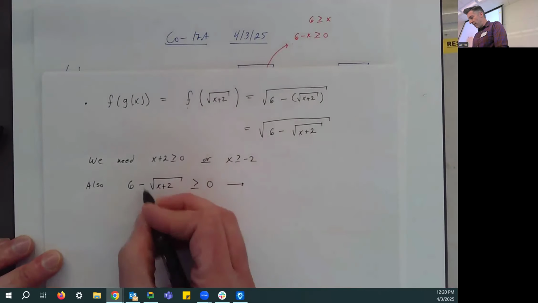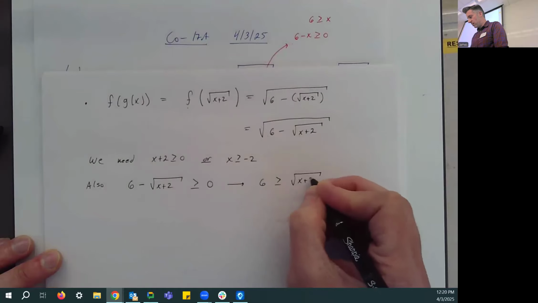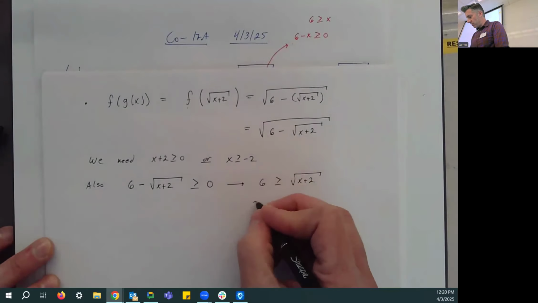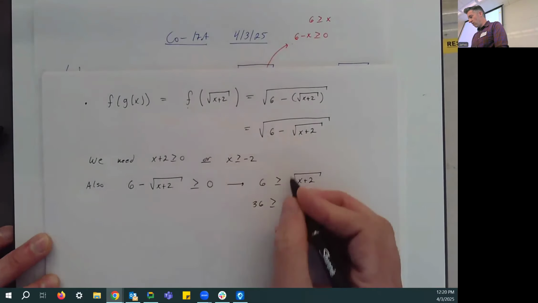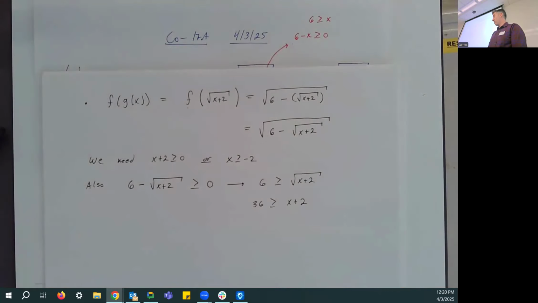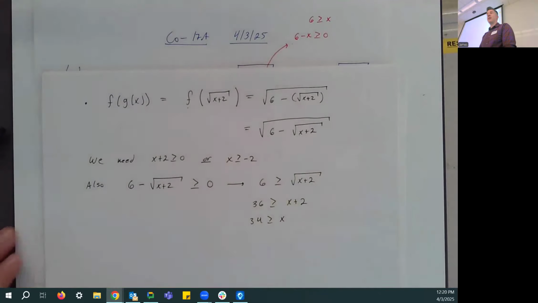So we're going to add that to the other side, say 6 is bigger than or equal to the square root of x plus 2. And then we can square both sides since we already know both sides are positive. It's a little dicey here, but we're paying attention. 6 squared is 36. The square root of something squared is just the something. So the square root of x plus 2 squared is just x plus 2. And then if we subtract 2 from both sides, we get that x has to be less than or equal to 34. If x was any bigger than 34, that'd be problematic.